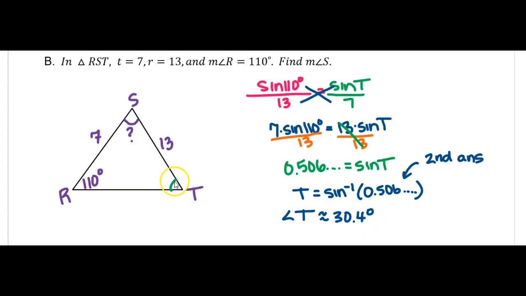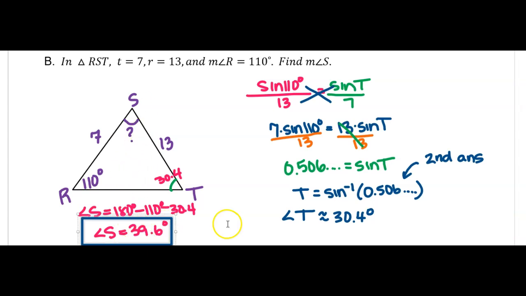We know that is angle T, but they're looking for angle S. So in order for us to get angle S, we're going to take 180 and subtract off the 110 and subtract off the 30.4 that we got for angle T. And so the measure of angle S is going to be about 39.6 degrees. And so there you go.